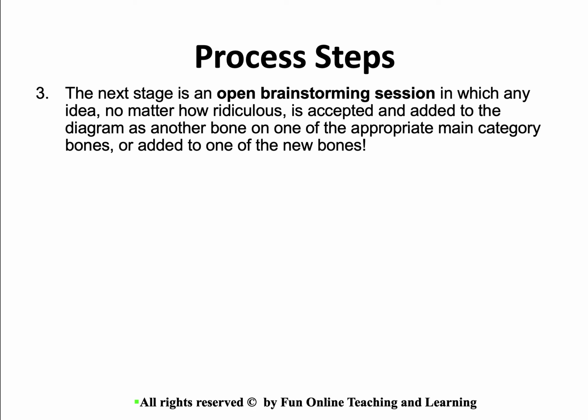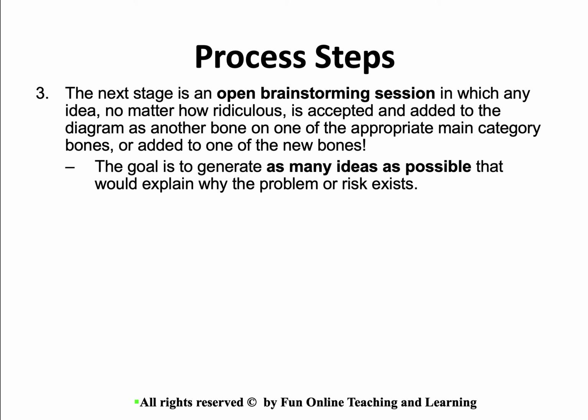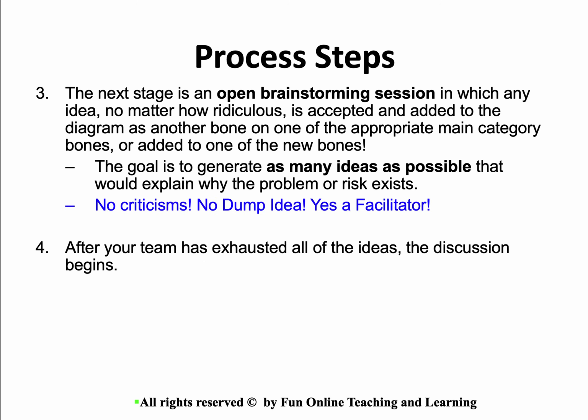And then open the brainstorming. After you open, generate as many ideas as possible. We want to reverse quality over quantity. Okay, we want quantity. No criticism, no dumb idea. After the team or the participants have exhausted the ideas, the ideas are saturated, then the discussion begins. Okay, now we can discuss the quality or the importance or the priority of the ideas.